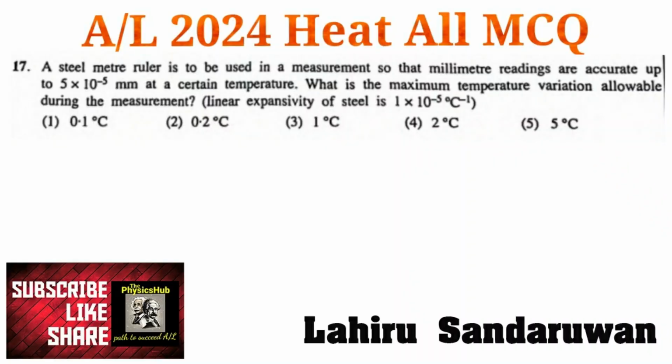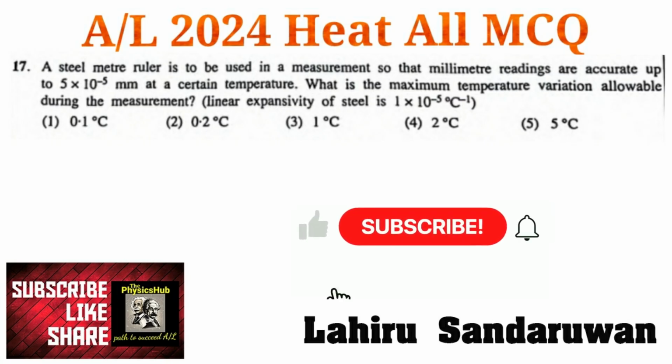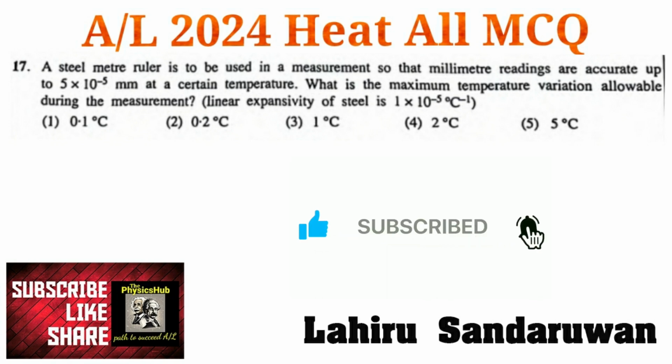At question number 1, it is the 17th question of the 2024 A/L paper. A steel meter ruler is to be used in a measurement so that millimeter readings are accurate up to 5 into 10 to the power minus 5 millimeters at a certain temperature. What is the maximum temperature variation allowable during the measurement?